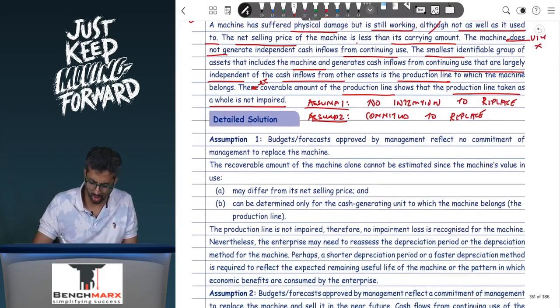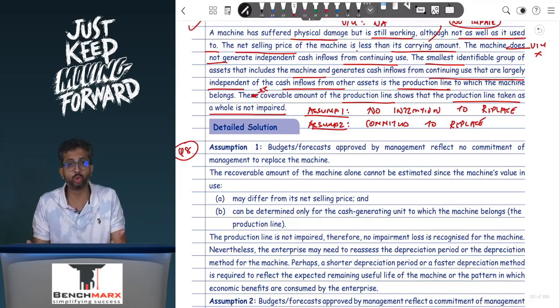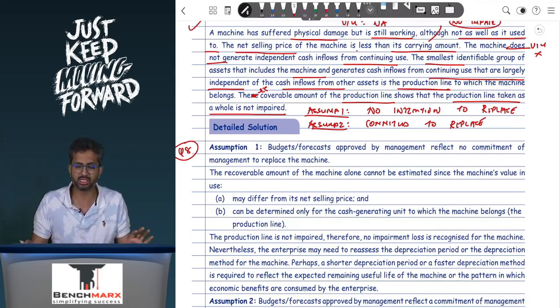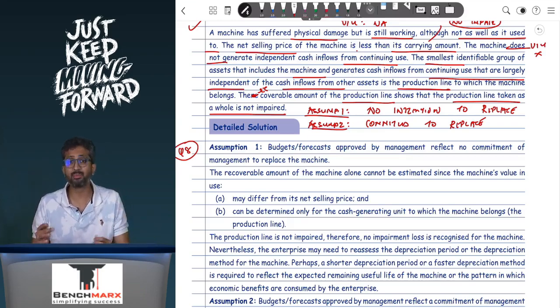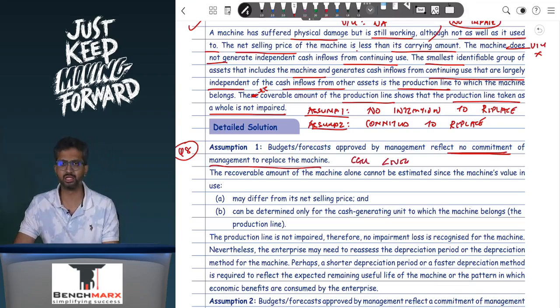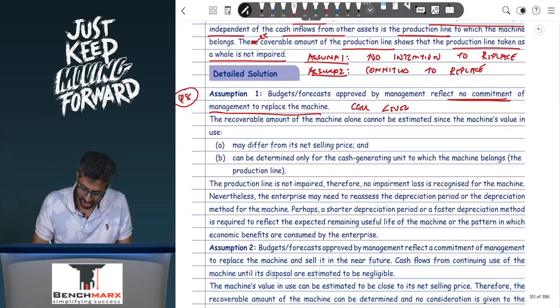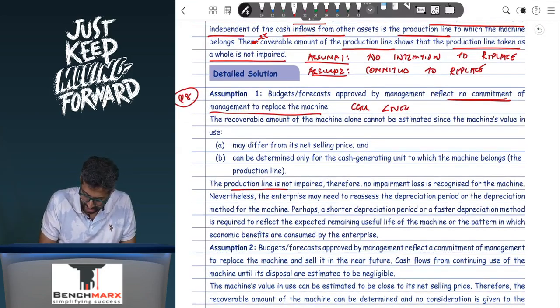So assumption 1 is similar to question 8 only. If there is a possibility that I can continue to use the machine or I can even sell the machine, that is the implicit assumption, in which case I will consider the impairment at the CGU level. So in assumption 1, there is no commitment to replace the machine, in which case I will do impairment testing at the CGU level. Why? Because I may use the machine or I can sell it. If I use the machine, I don't know what cash flow the machine individually generates, and hence I go to the CGU. So over here, as you can see, the production line is not impaired, therefore no impairment loss is recognized for the machine. This is for assumption 1.